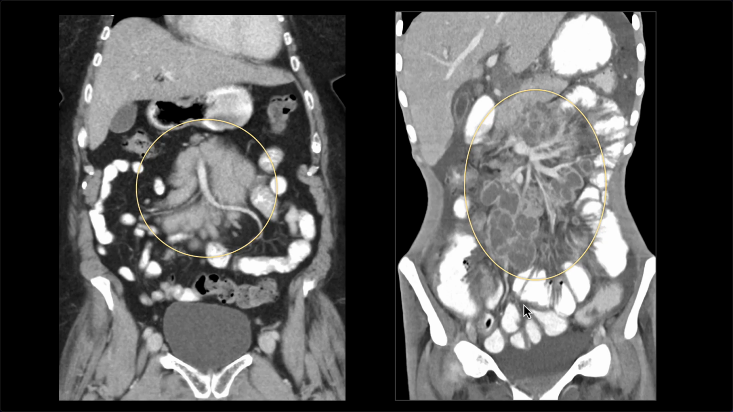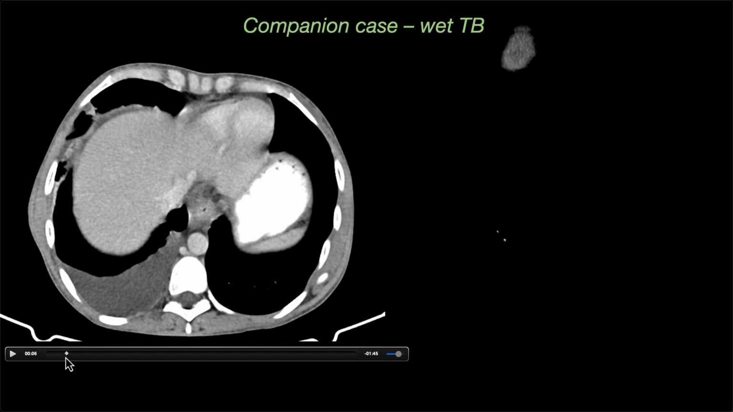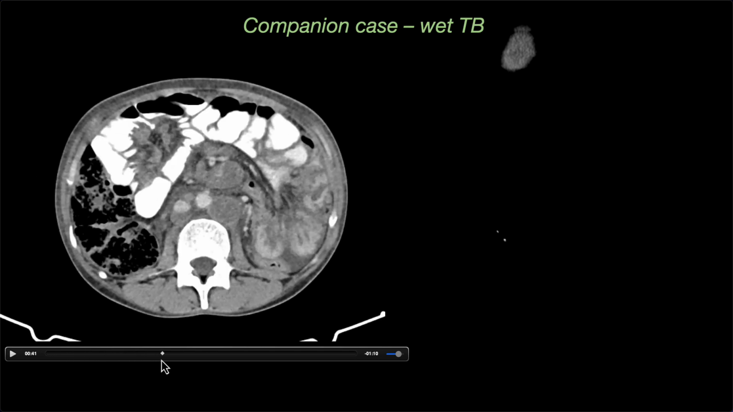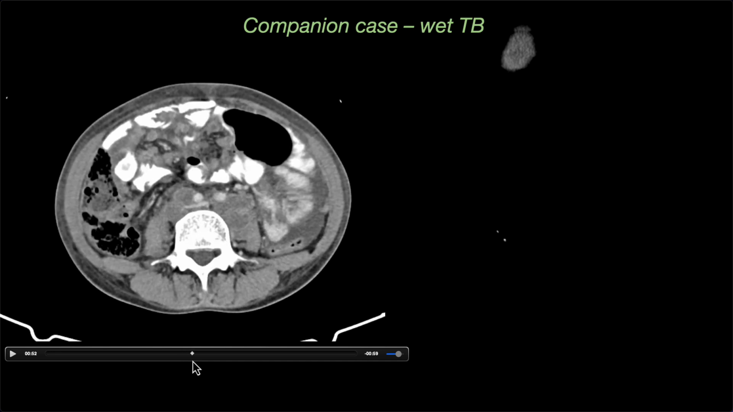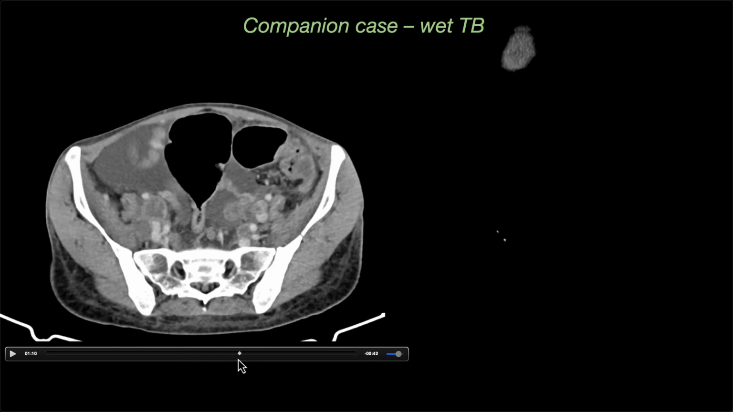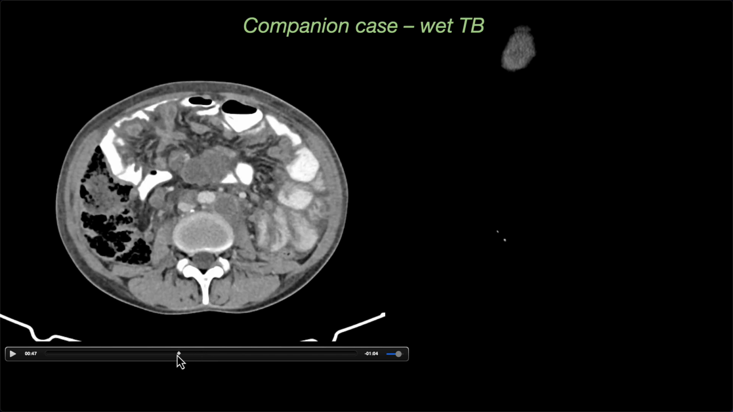And here we can compare lymphoma of the mesentery versus tuberculosis and tuberculous adenitis. Notice the bland, uniform soft tissue appearance of lymphoma versus the cystic adenopathy in TB. And here is a companion case of tuberculous peritonitis with similar findings, where there's ascites, there's some thickening of bowel loops, and cystic adenopathy throughout multiple nodal chains.